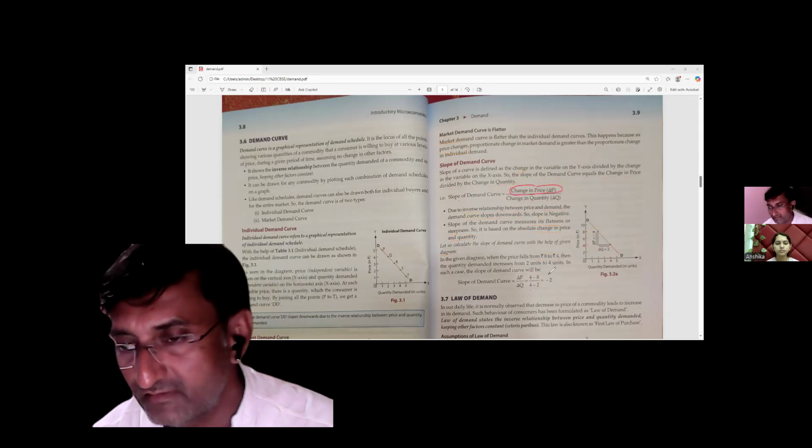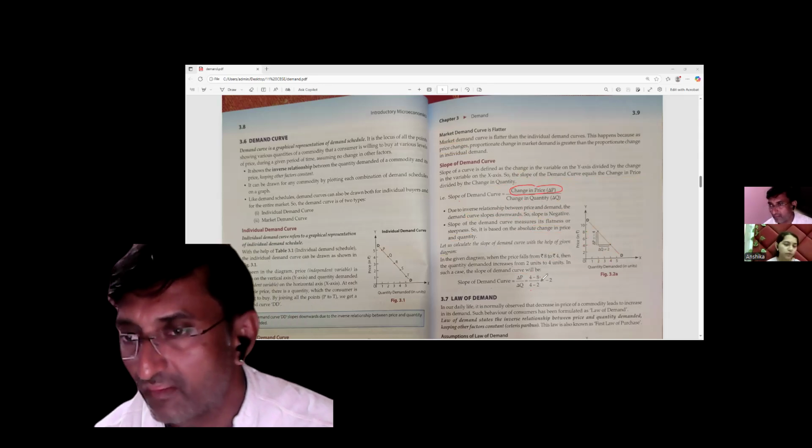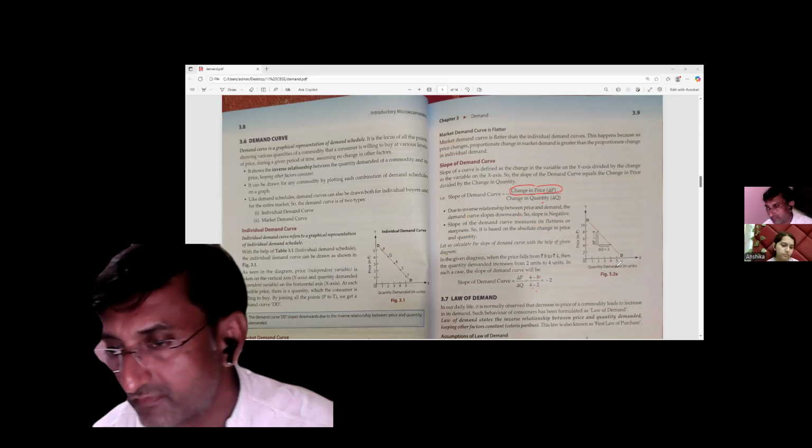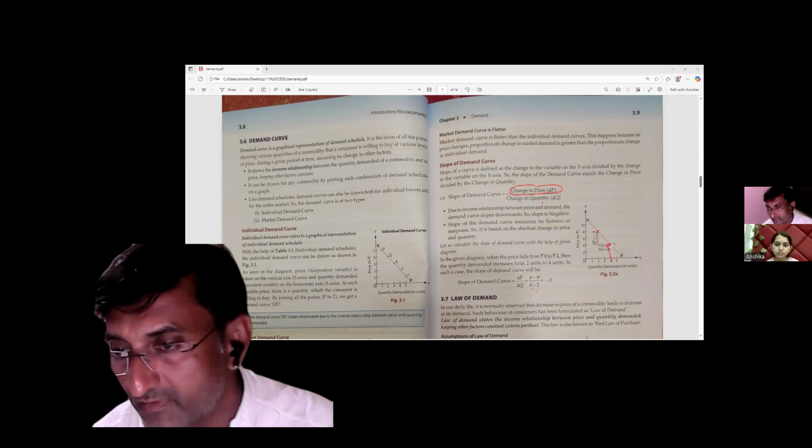How much is the change in price? From 8 to 4, right? 4 minus 8. And the change in quantity: the quantity was 4 and 2. Here is the example, right? 4 and 2. So your answer will be minus 2.